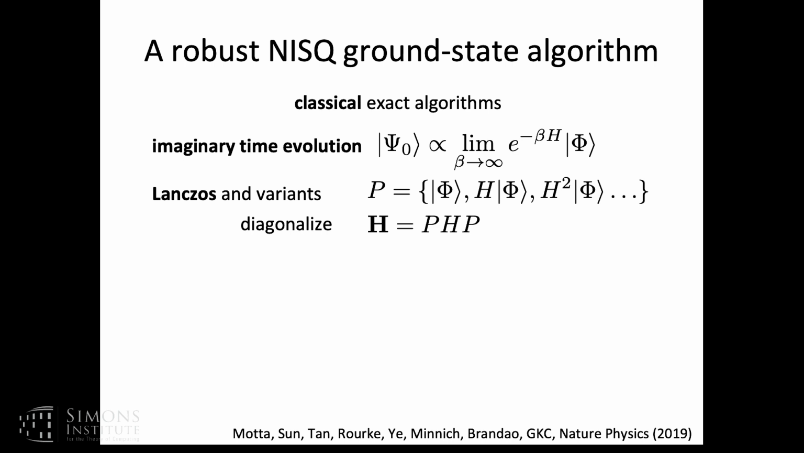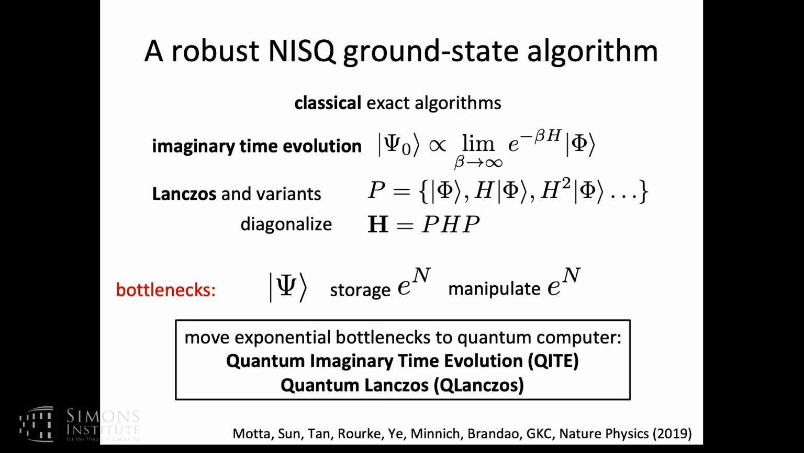So these are sort of robust ways of getting to the ground state. But the classical bottlenecks are that you have to store the state, and that's exponential in cost, and you have to manipulate the state, and that's exponential in cost as well. And so what we tried to do was move these exponential bottlenecks onto the quantum device with NISQ-like techniques, and this is what gives us quantum imaginary time evolution and quantum Lanczos.